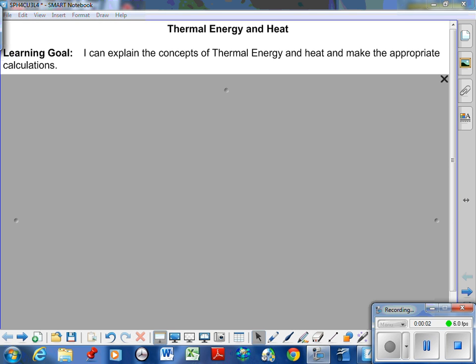Hello and welcome to the fourth lesson on energy. We're talking about thermal energy and heat today. The learning goal is that I can explain the concepts of thermal energy and heat and make the appropriate calculations.